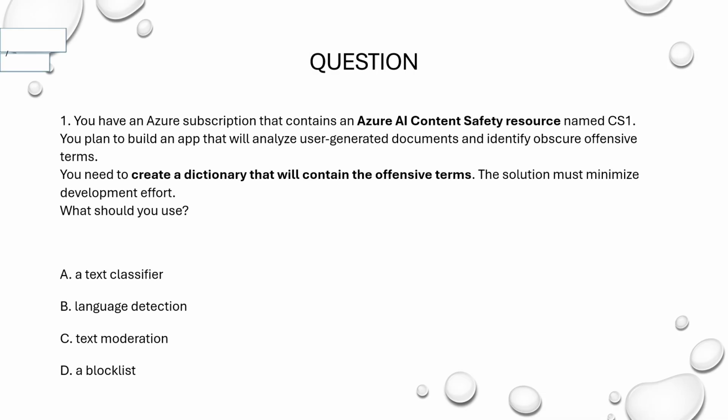Now, the format of the question is you have to select the appropriate service or feature of a service based on the requirement provided in the question. Now, let us get into the question.